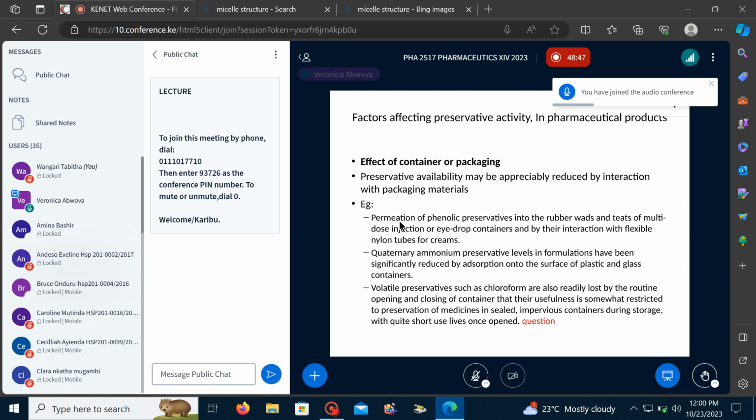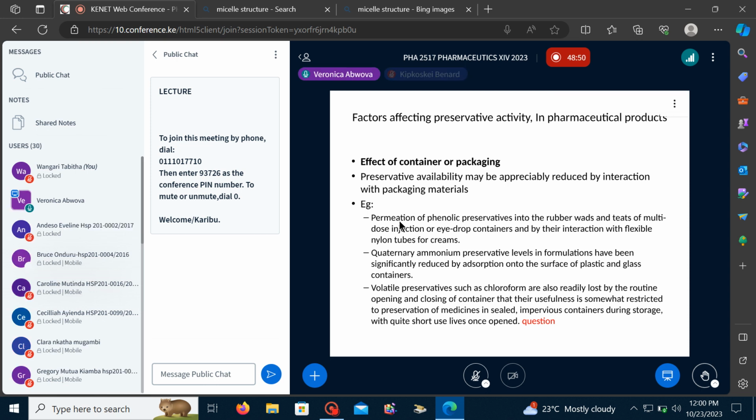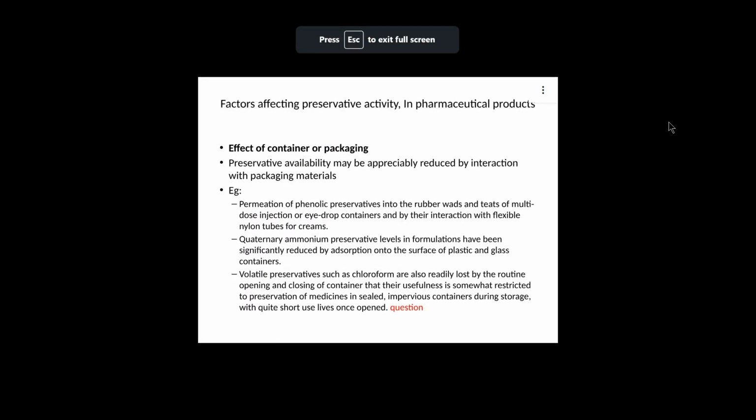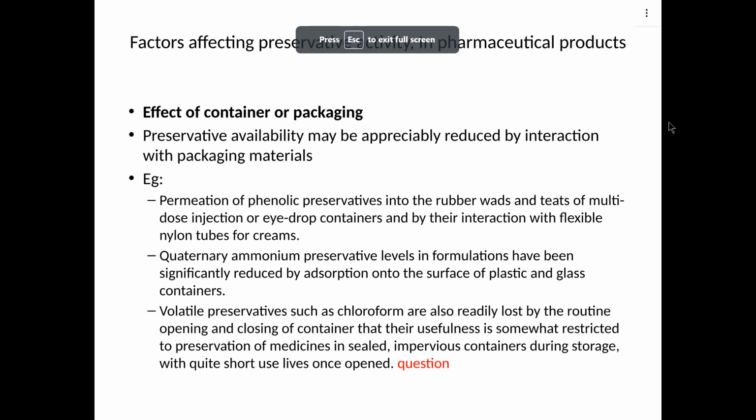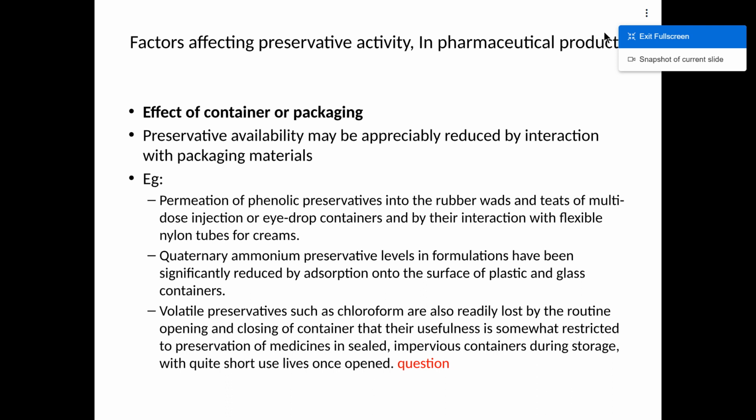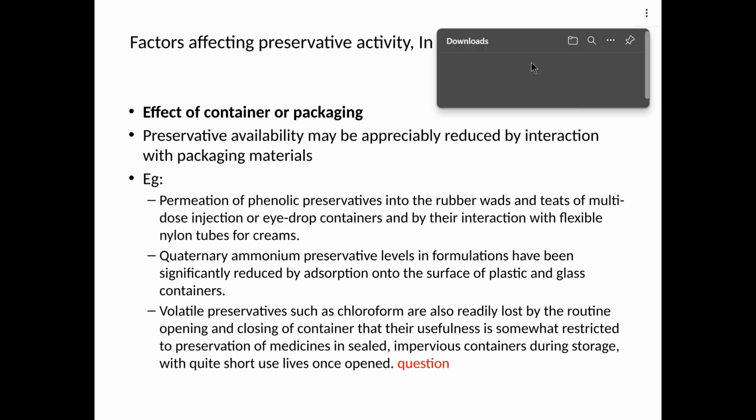Then we have effect of container or packaging. This is another factor affecting preservative activity. So preservative availability may be appreciably reduced by interaction with packaging material. For instance, we have permeation of phenolic preservatives into the rubber wards and teats of multi-dose injection or eye drop containers, and by their interaction with flexible nylon tubes for creams.